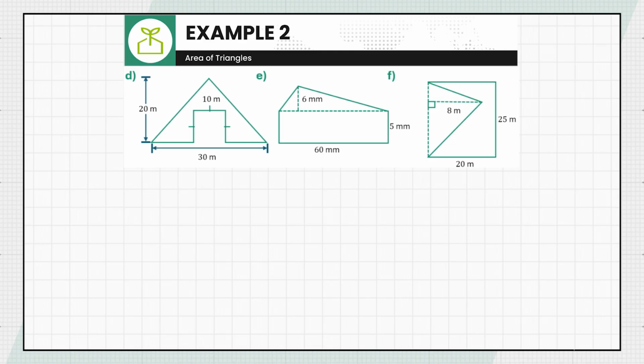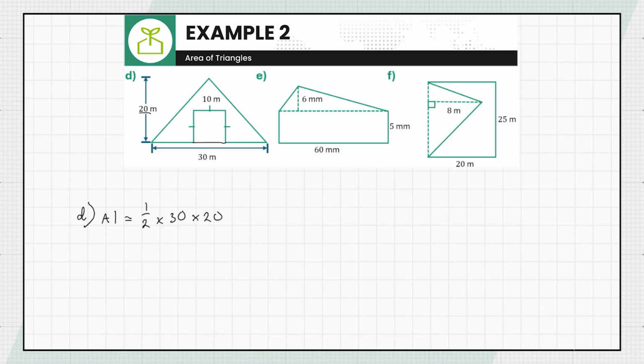Alright, let's get started. So the first one here, D, we're going to realize that we have essentially a large triangle, and what we've taken away from in between is a square. So let's solve for the area of the large triangle first, and then we can take away the area of the square second. So for our area of a triangle, it's going to be half times 30 times the perpendicular height, which is 20.